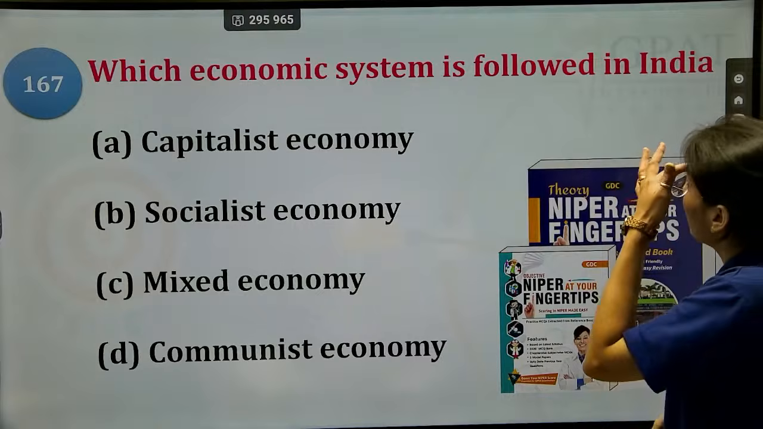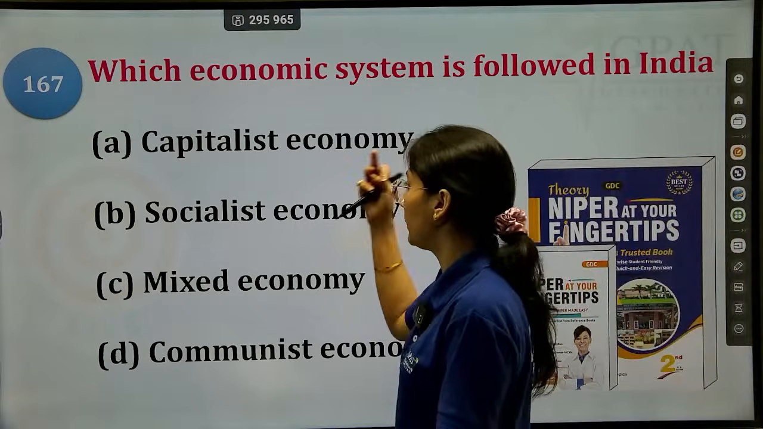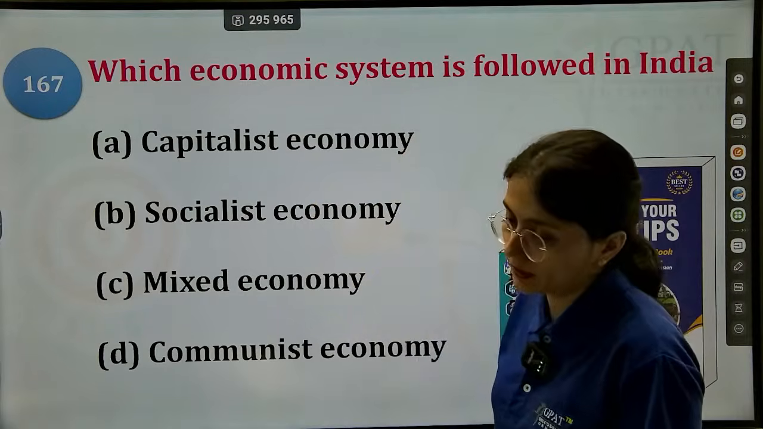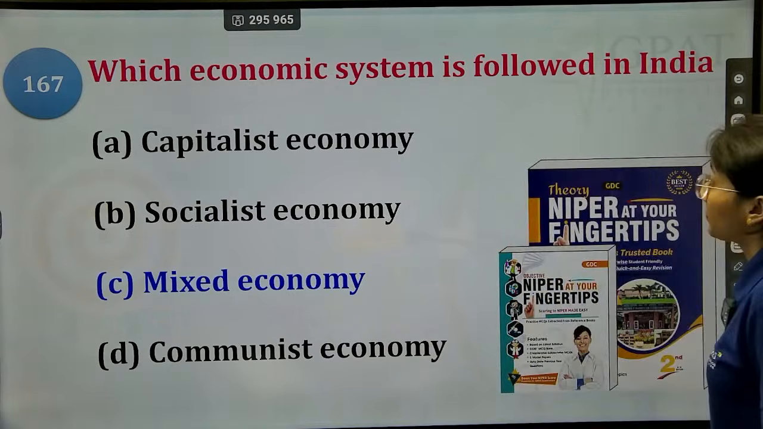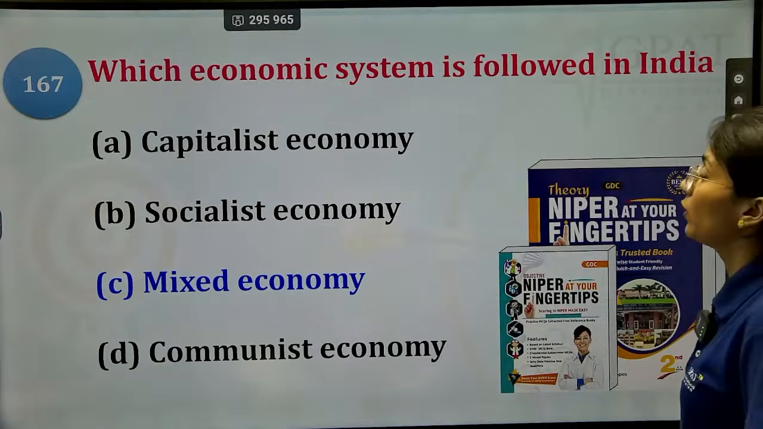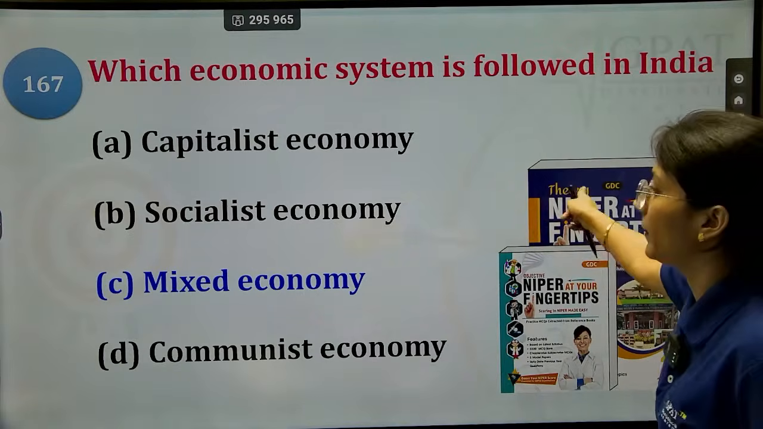Which economic system is followed in India? Capitalist economy, socialist, mixed economy, or communist? That is mixed in India. Which economic system is followed in India? That is mixed economy.